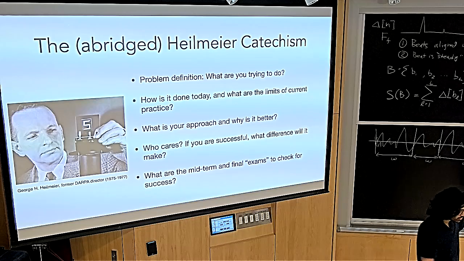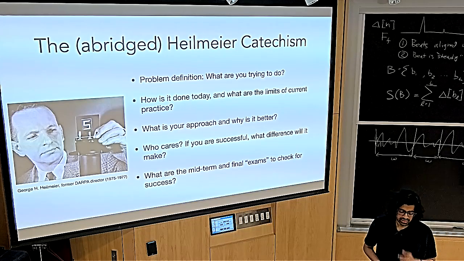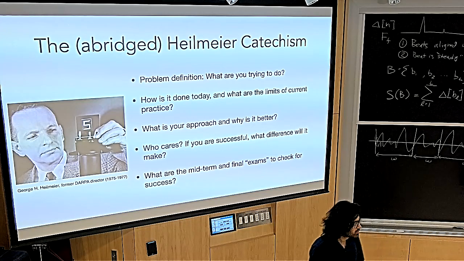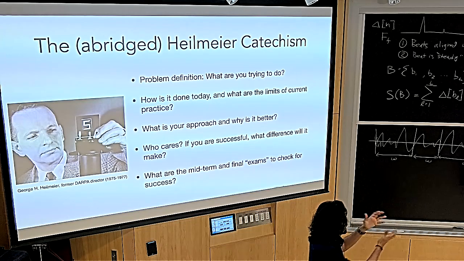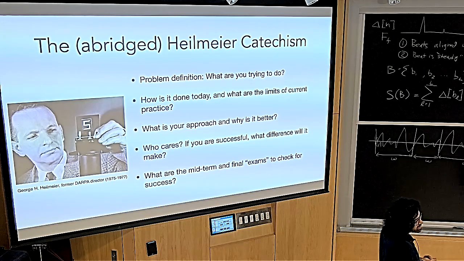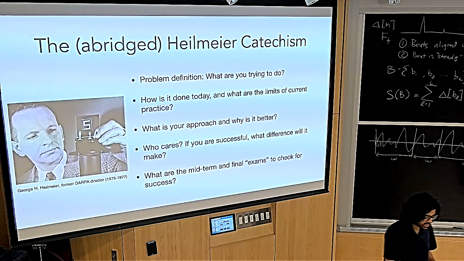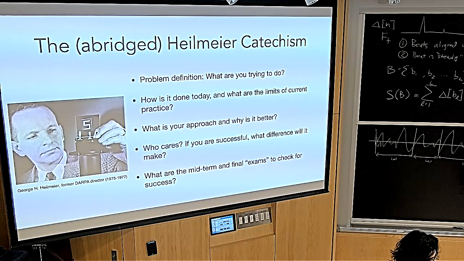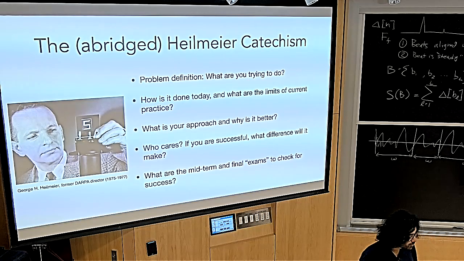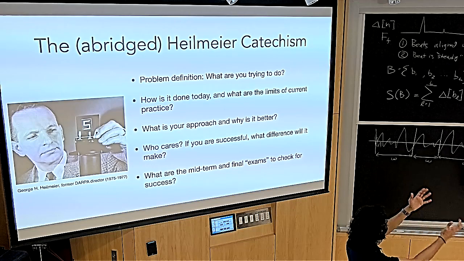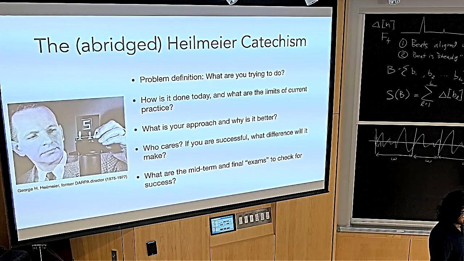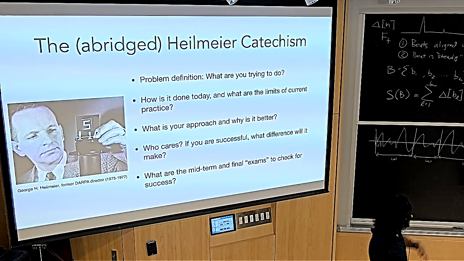The second thing you have to do is figure out and be able to explain how it is done right now and what the limits of the current practice are. Once you have that, what is your approach and why is it better? And you should be able to communicate this really well. In Vincent's lab meetings, this is something all his students have to do whenever they propose a new project. They have to come up with each slide. You have to say, okay, what are you trying to do? How are people doing it right now? What is your approach? Why is it better?